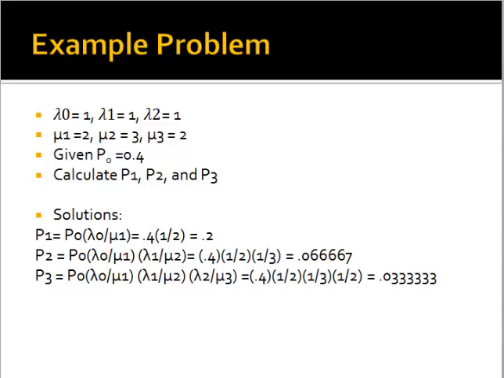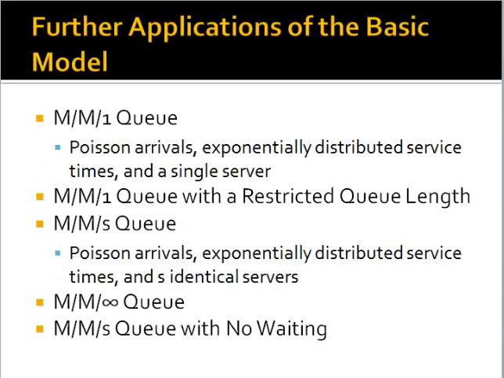Some further applications of using this basic model are an M/M/1 queue, which has one server. It has Poisson arrivals and exponentially distributed service times. You can also have an M/M/1 queue with a restricted queue length, and you can have an M/M/S queue where you have S identical servers in a similar structure as before. You can also have an M/M/infinity queue with infinite servers, and you can also analyze queues with waiting and no waiting.